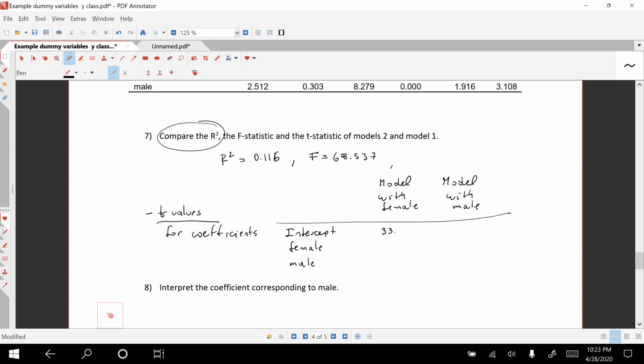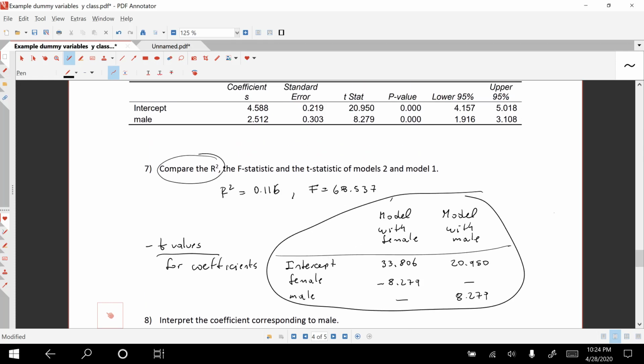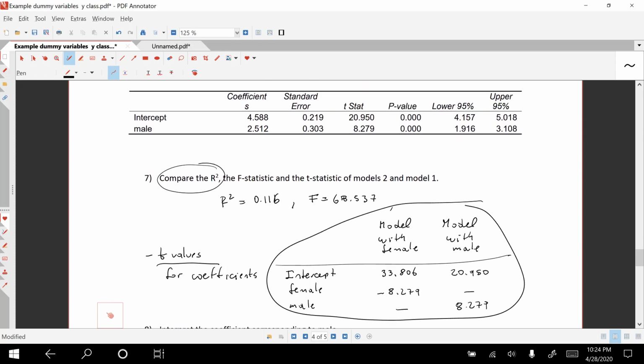So the intercept is 33.806 and female is minus 8.279. For males, 20.950. Here we don't have a coefficient. Here we don't have a coefficient. And this is going to be 8.279. So notice that the t-values are different. Where did I get these ones? This is the t-value here, and this is the t-value for male.